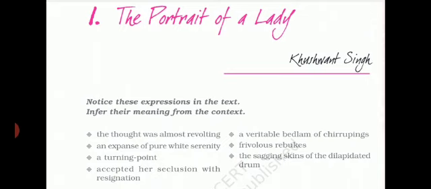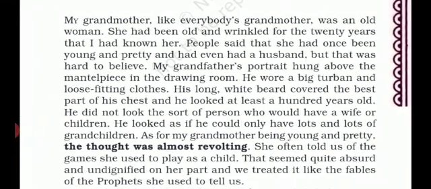the sagging skins of the dilapidated drum. Sagging, which is no longer firm. F-I-R-M. Firm means hard. Dilapidated, which is very old, or you can say in bad condition. I hope students you have written down the meaning of these expressions. Now let's start the chapter.